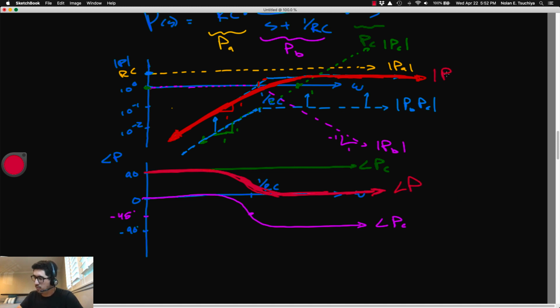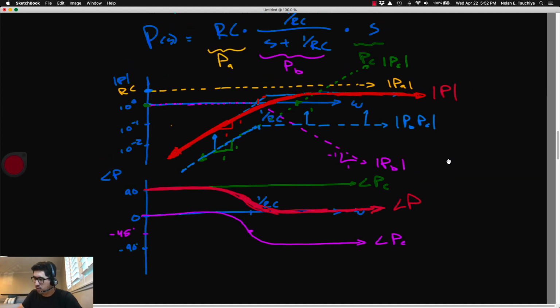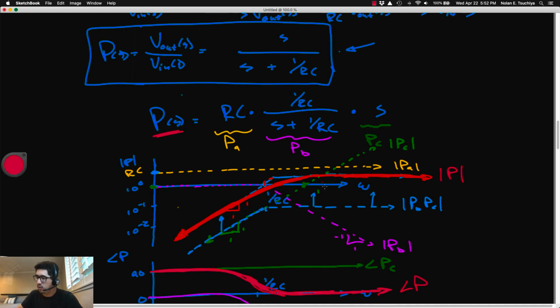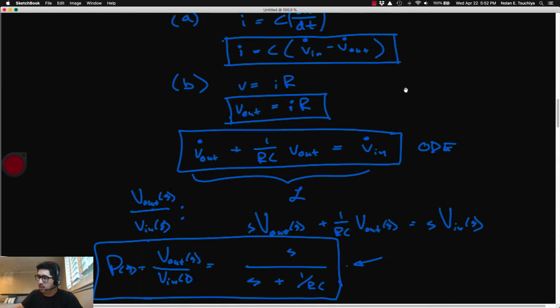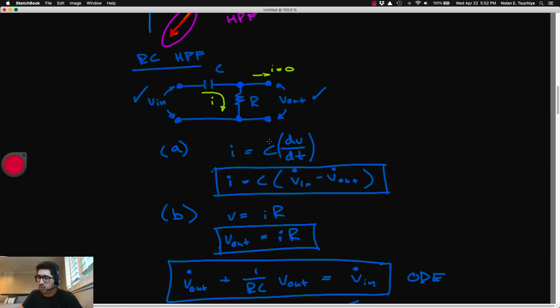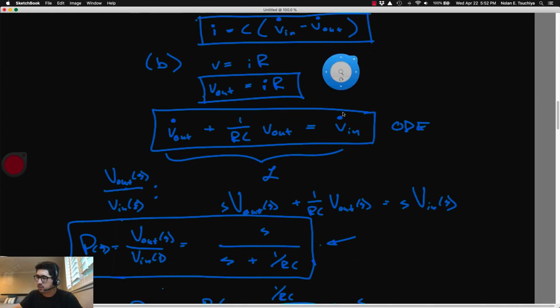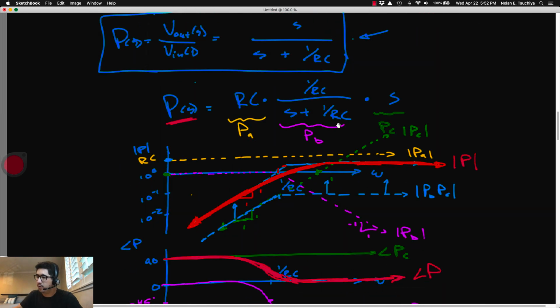Okay, so this becomes our Bode phase plot for P sub C. This is our Bode magnitude for P. I'm sorry. Yeah, this is the Bode phase plot for the overall transfer function P, and this is the Bode magnitude plot for the overall transfer function P. Okay, so we've now created essentially a first order high pass filter using one capacitor and one resistor in this particular configuration. Okay, it's a very interesting circuit as it pertains to the frequency response.